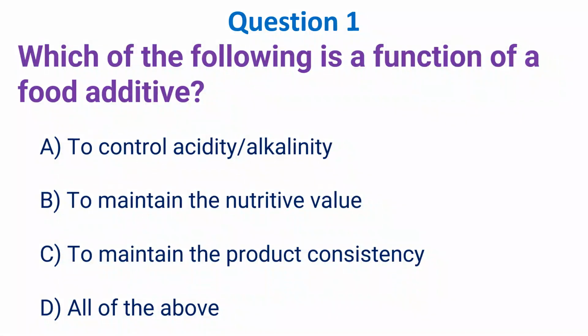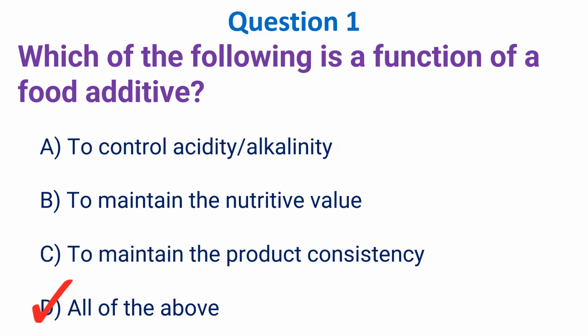Which of the following is a function of a food additive? Options are option A, to control the acidity or alkalinity, option B, to maintain the nutritive value, option C, to maintain the product consistency, and option D, all of the above. Correct answer is option D, all of the above.